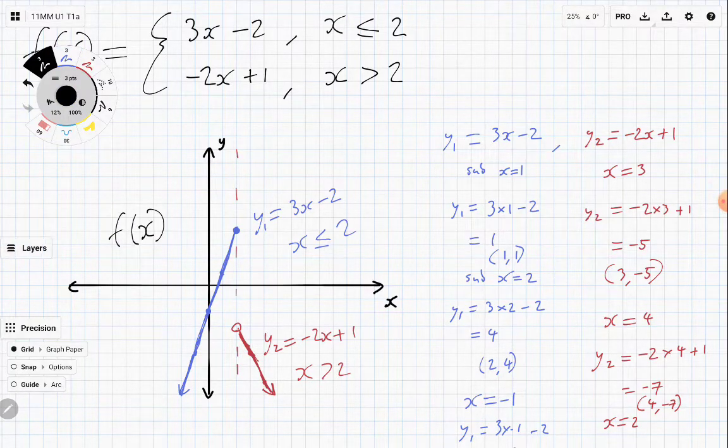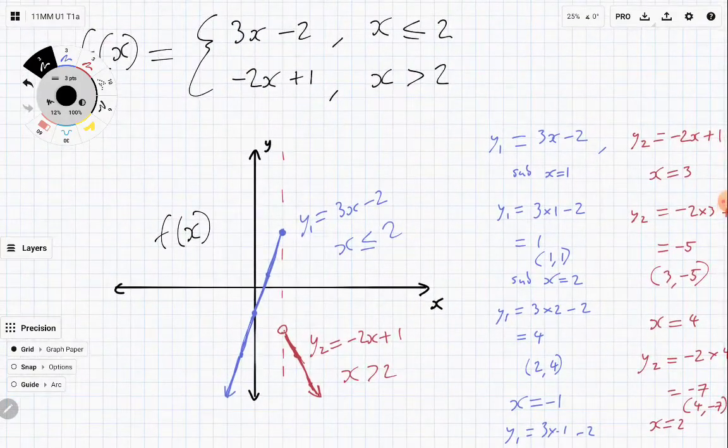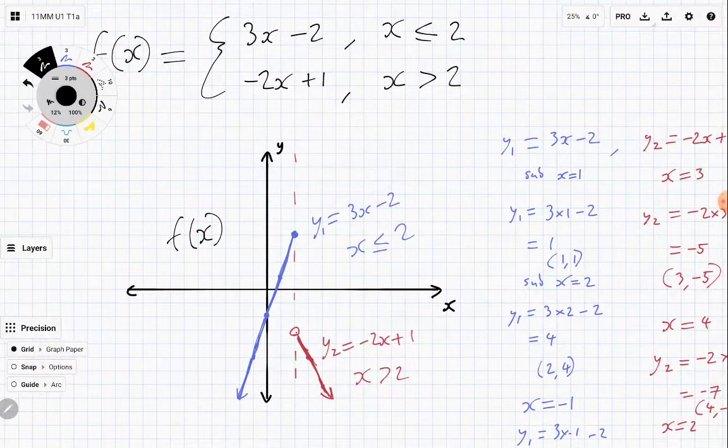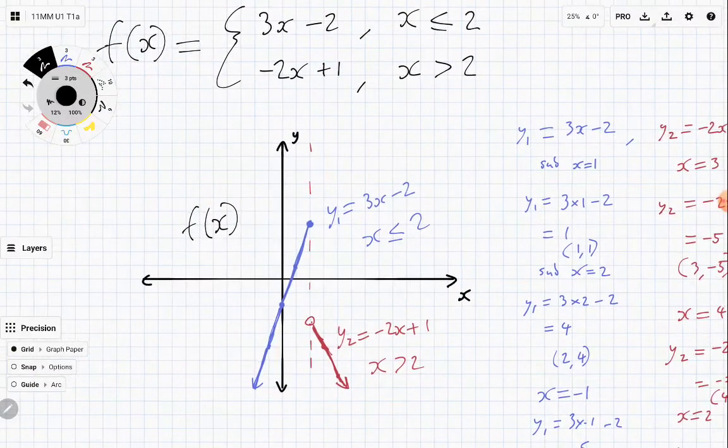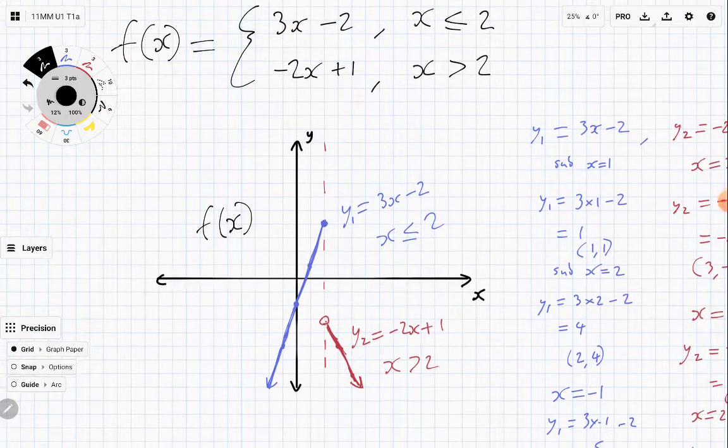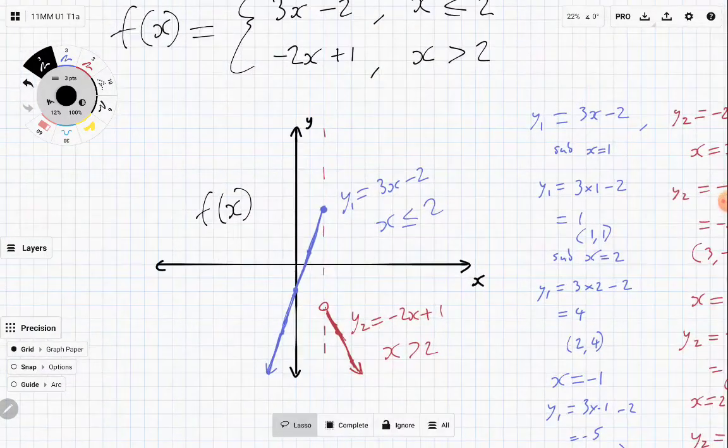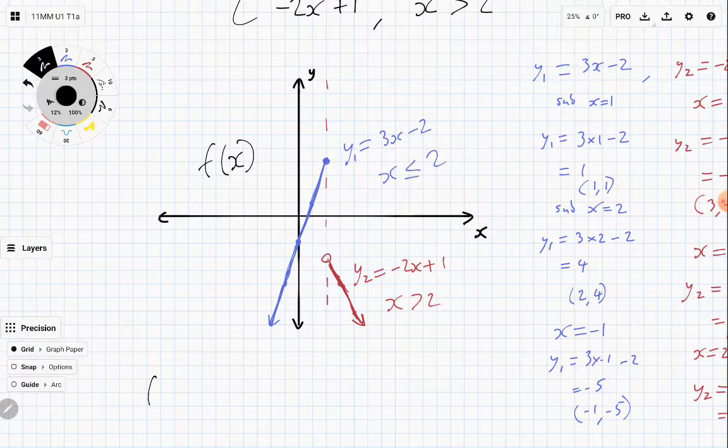So the combination of both the blue and the red line is how f is defined. So f is both the blue line and the red line. It's multiple functions all at the same time. It's pretty powerful stuff. Now, what we can do is start playing around with this. The first thing we could do is ask a question like, what is f of negative 3 equal to?